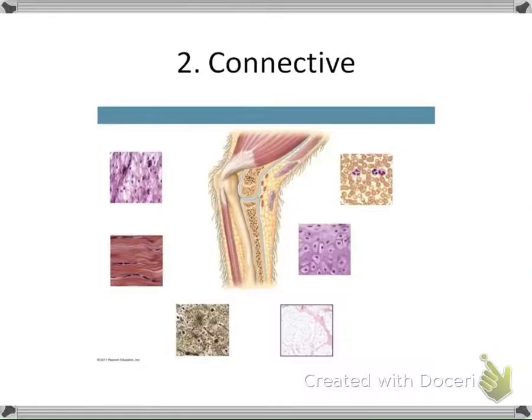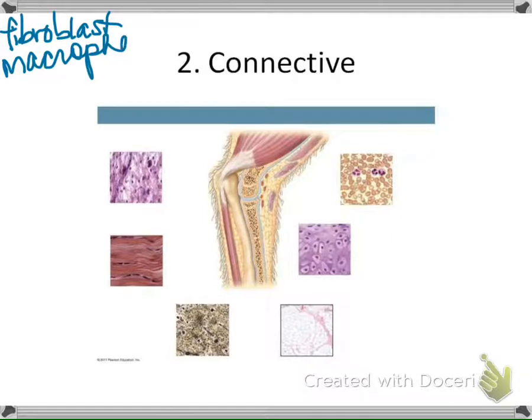Next up is connective tissue. These are sparse cells in an extracellular matrix. They hold many tissues and organs in place. You have things like fibroblasts, which secrete fiber proteins and are numerous cells in the matrix. And you have macrophages, which engulf foreign particles and cell debris by phagocytosis.